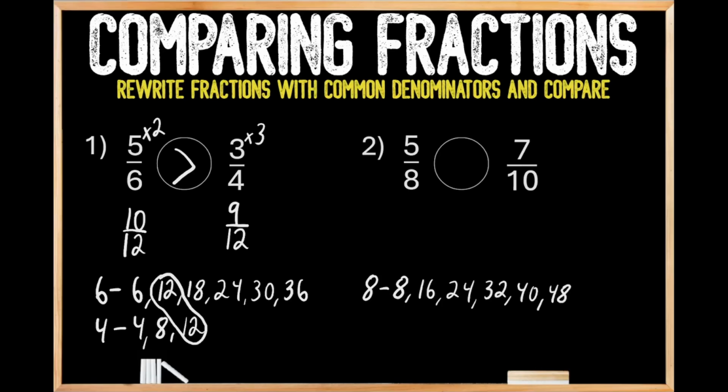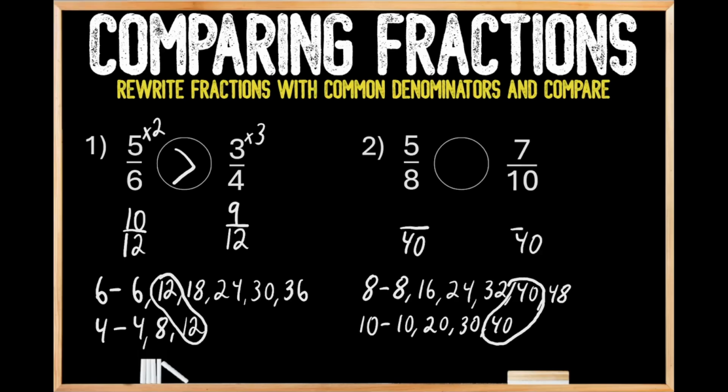Now we're going to list out some of the multiples of 10. So we have 10, 20, 30, and 40. Now we don't have to go any further here because we can see that 40 is a multiple of both 8 and 10. So that means that we're going to rewrite these fractions with a common denominator of 40 down below. Once again, for our numerators, we need to make sure that we keep these fractions equivalent.